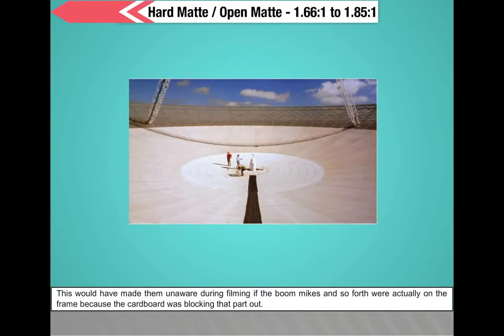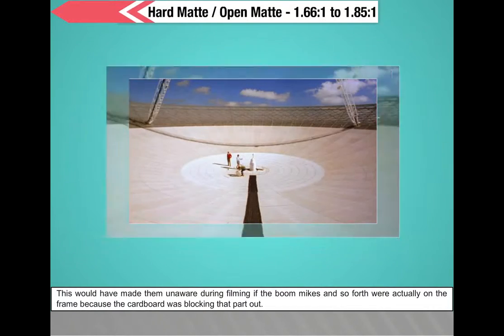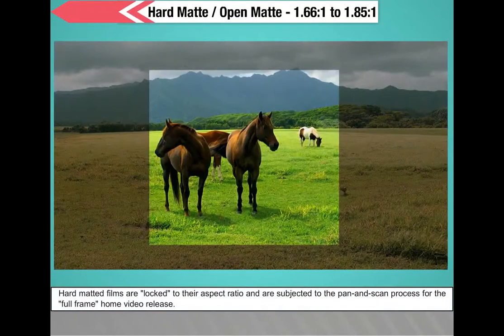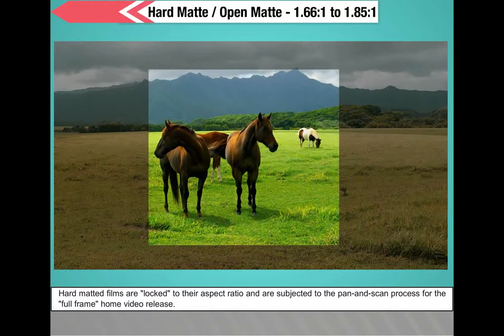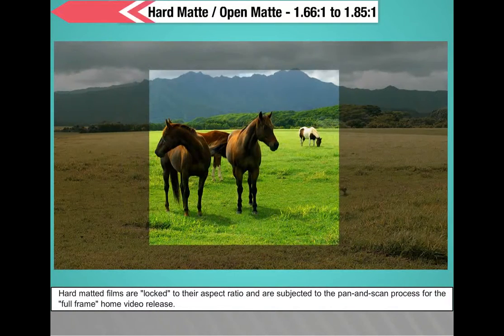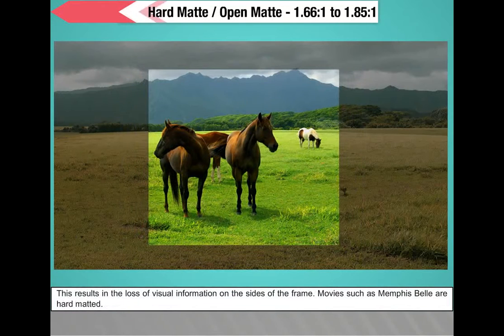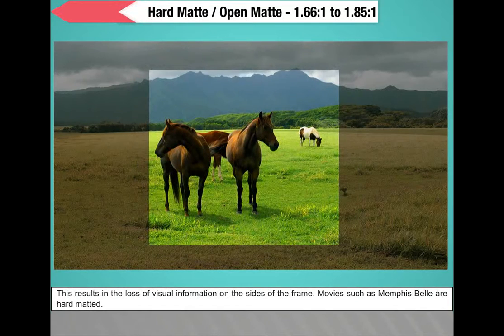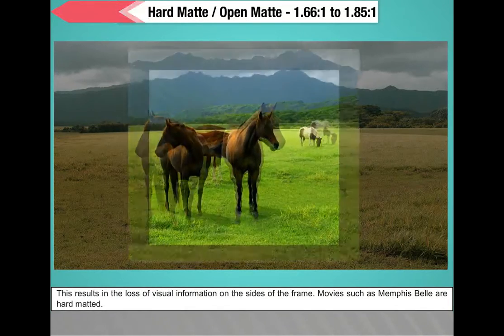This would have made the crew unaware during filming if the boom mics and so forth were actually in the frame, because the cardboard was blocking that part out. Hard-matted films are locked to their aspect ratio and are subjected to the pan and scan process for the full-frame home video release. This results in the loss of visual information on the sides of the frame. Movies such as Memphis Belle are hard-matted.